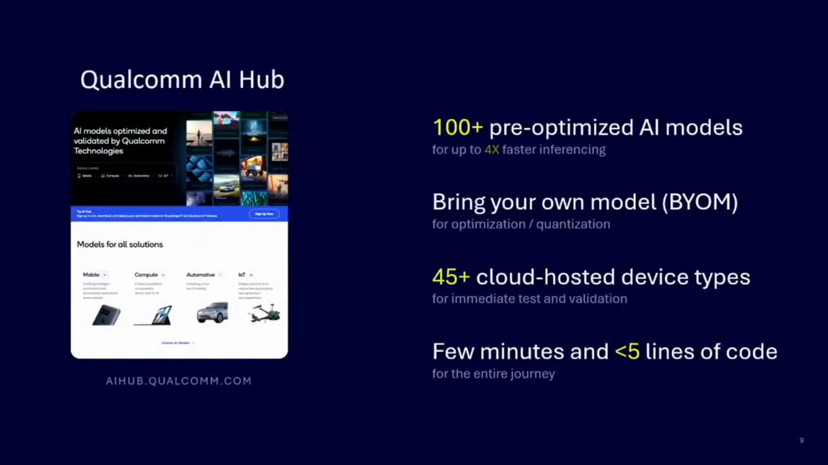So in a nutshell, Qualcomm AI Hub has over 100 pre-optimized AI models for our Snapdragon platforms. And like I mentioned in the previous workflow, if you don't see a model that's pertaining to your workflow, you can always bring your own model and go through the entire workflow that I just talked about. We also have over 45 cloud-hosted device types for you to deploy on. So it doesn't mean you have to have physical hardware in front of you. This is all running on the cloud. We have all the hardware targets, all our PC platforms, mobile platforms, IoT platforms, all in the cloud for you to just go and select as device targets to deploy on. And finally, it takes only a few minutes and less than 5 lines of code to go through this entire workflow with Qualcomm AI Hub.